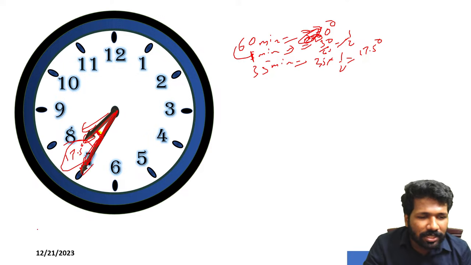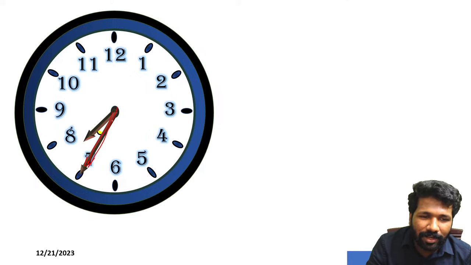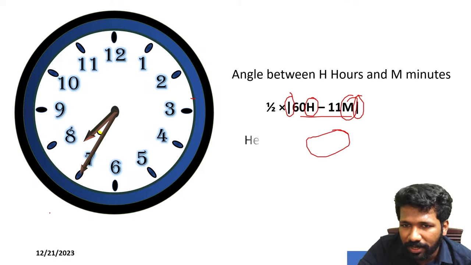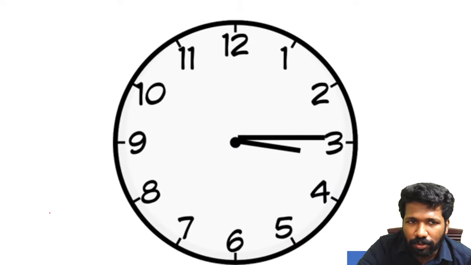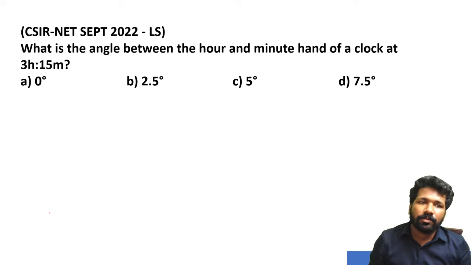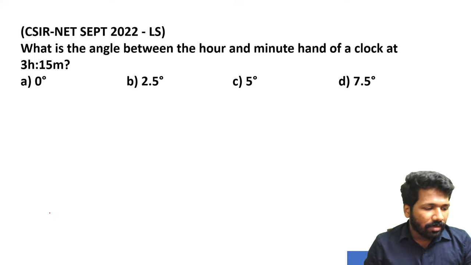In this case, it was easy because the minute hand was exactly on a 7, on a number value. But if it is not exact, if instead of 35 it was 33 or 32, then it will be a little more tricky. That is why I told you, in this case, the formula is better for finding the angle between hour hand and minute hand. Anyway, I will show you one more latest question which was asked in the NET exam, September 2022. Make a try, all of you. This concept is very important.